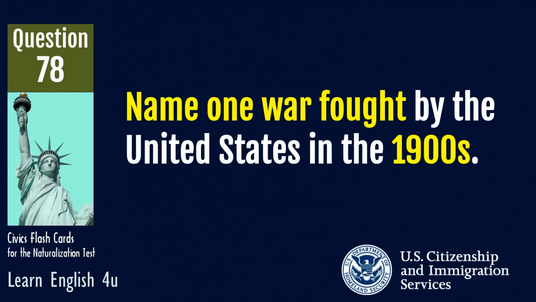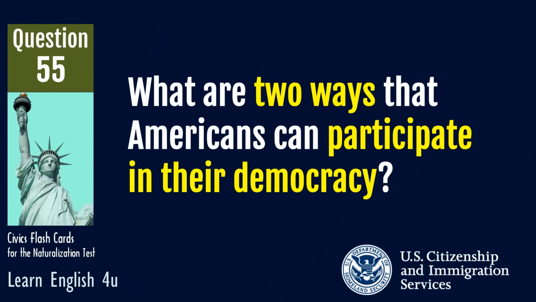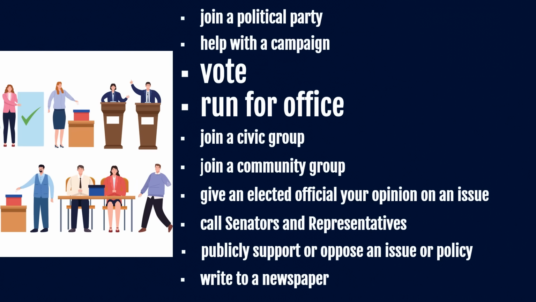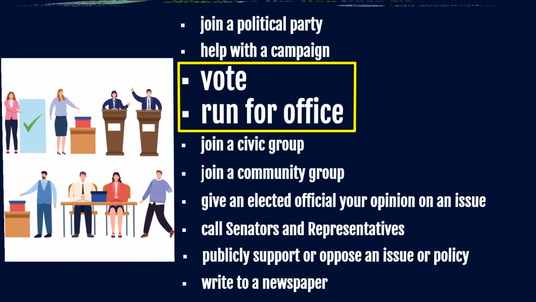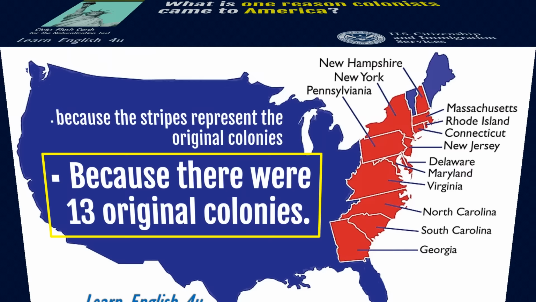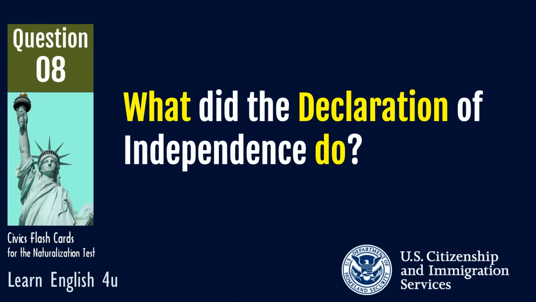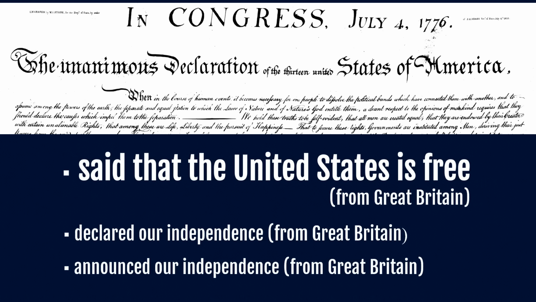Name one war fought by the United States in the 1900s. World War I. What are two ways that Americans can participate in their democracy? Vote, run for office. Why does the flag have 13 stripes? Because there were 13 original colonies. What is one reason colonists came to America? Freedom. What did the Declaration of Independence do? Said that the United States is free from Great Britain.